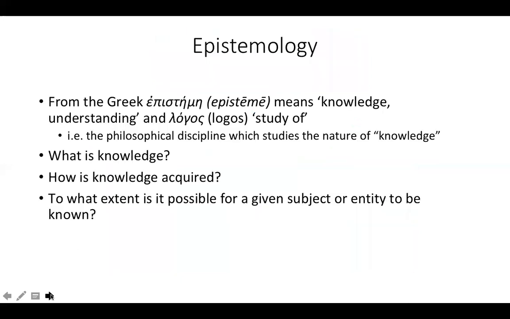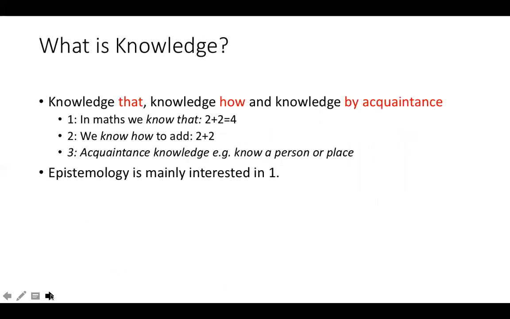So epistemology comes from the word episteme, which is a Greek word meaning knowledge, and logy, as we know, is the study of. So basically, epistemology is the study of knowledge. This is the philosophical discipline which studies the nature of knowledge. It asks questions like, what is knowledge, how is knowledge acquired, and to what extent is it possible for a given subject or entity to be known.